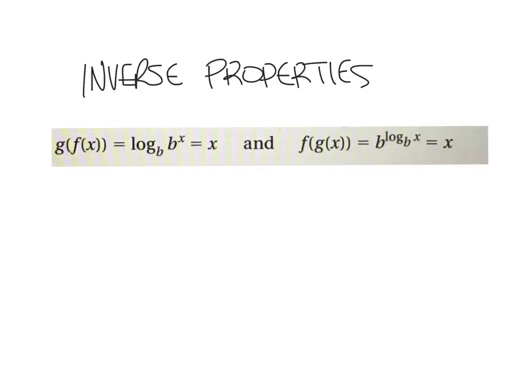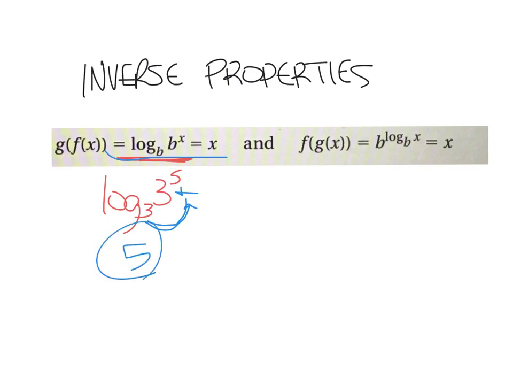And the last thing here, inverse properties. Inverse properties for logs do this right here, and these are big. If you have log base b of b to the x power, it's just x. Log base 3 of 3 to the 5th. Think about what that's asking you. 3 to what power is 3 to the 5th? One more time. 3 to what power is 3 to the 5th? 5 is. And that's what that property is saying. If the big number here is the same as the base, whatever your exponent is, that's your answer. Should be pretty easy there.